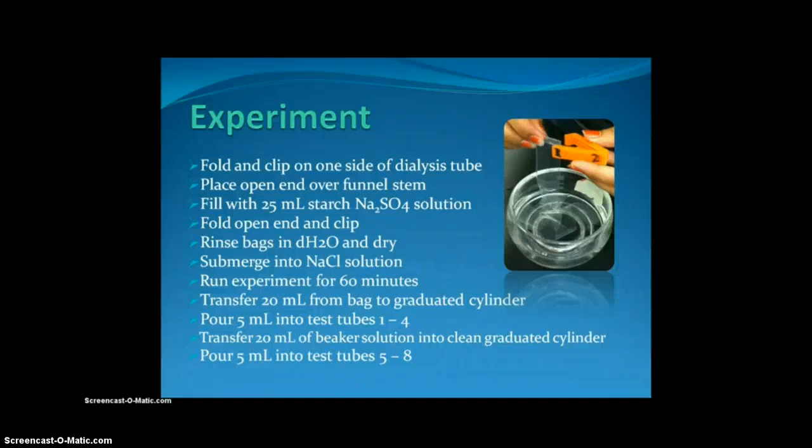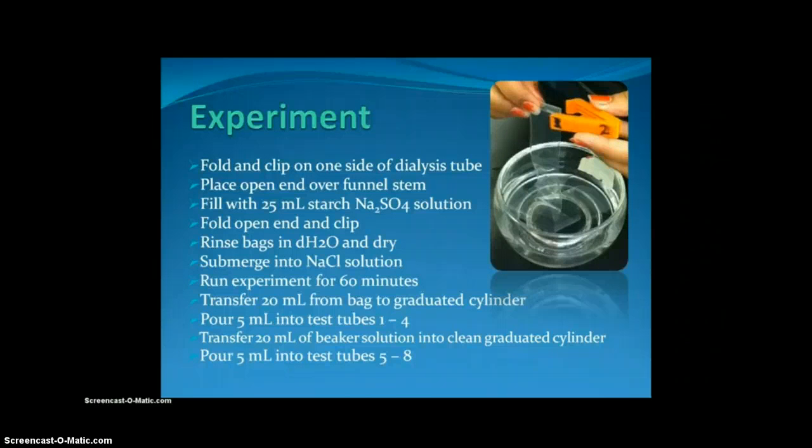Okay, so for this experiment, we started out by folding and clipping a 25 centimeter dialysis tube. We placed the open end of the tube over the stem of a clean funnel to fill it with 25 milliliters of starch Na2SO4 solution. We then folded and clipped the open end of the dialysis tube, removing as much air as possible. We then rinsed off the bag in a pan of dH2O and patted it dry before submerging it into a beaker of NaCl that acted as the extracellular fluid.